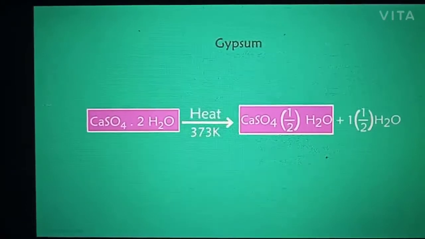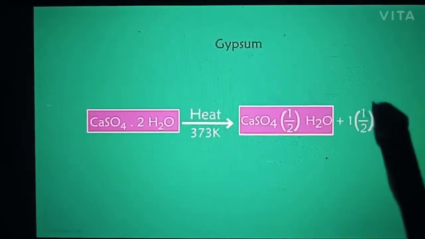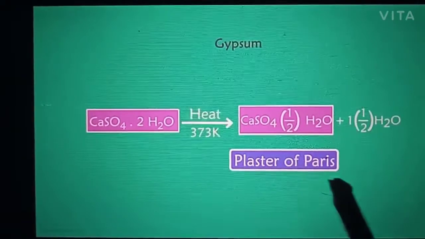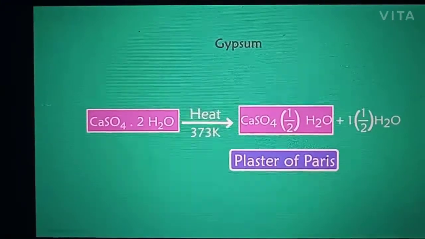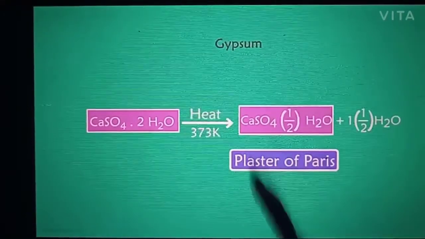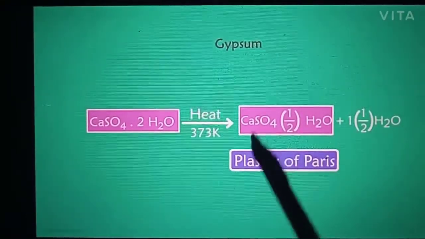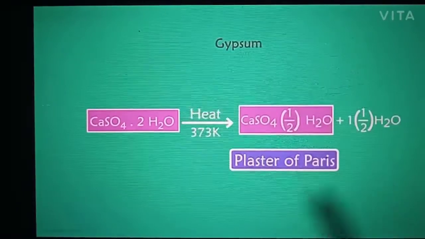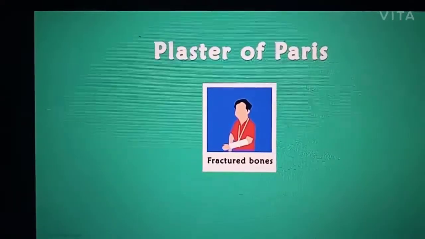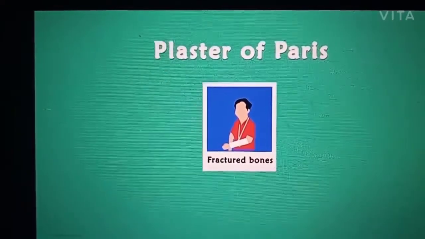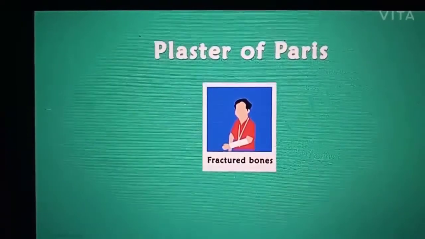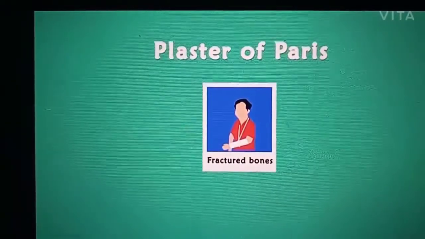Note that this calcium sulfate CaSO4 1/2 H2O, the name of this compound, is plaster of Paris. So remember the name of the compound is plaster of Paris. It has many uses. Plaster of Paris, calcium sulfate half H2O, is used in hospitals by doctors for fractured bones. You might have studied this one.